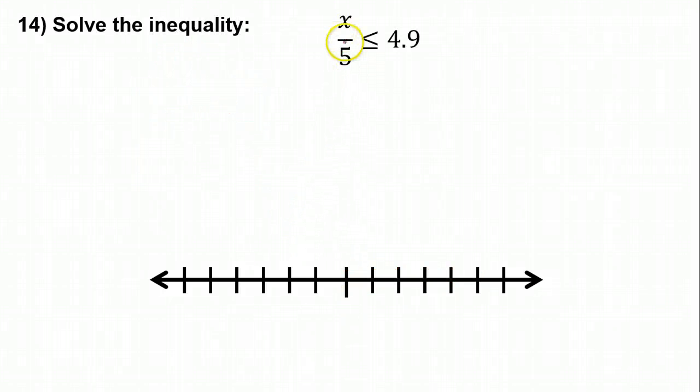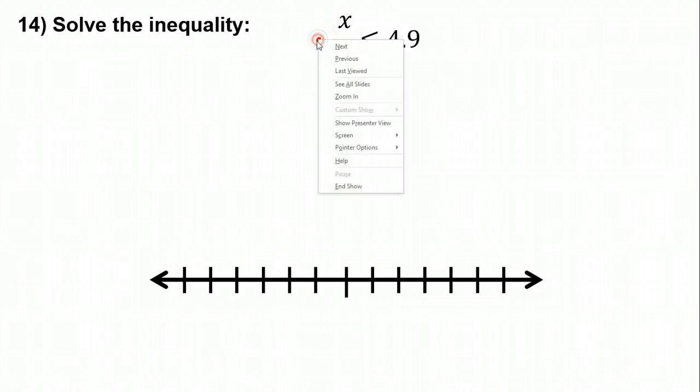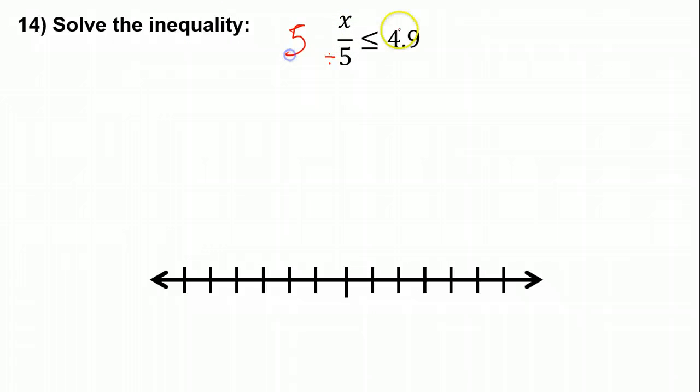Number 14, same thing. Right now I'm dividing by 5. What's the opposite of dividing? Multiplying, right? Yeah. And then she didn't type something in here? Sure. Sorry.